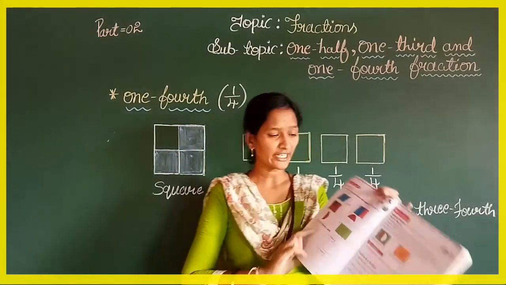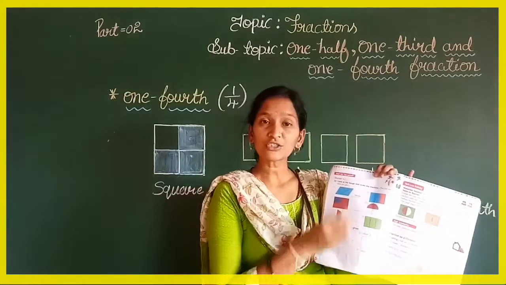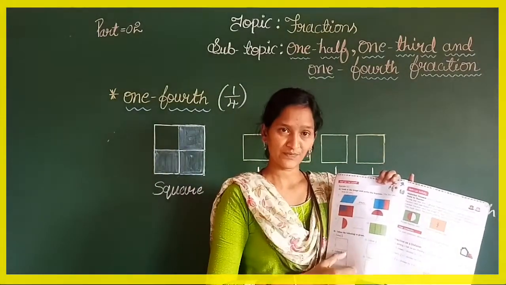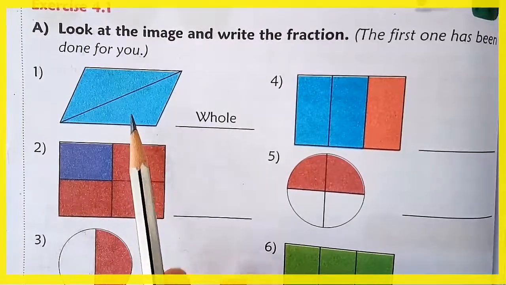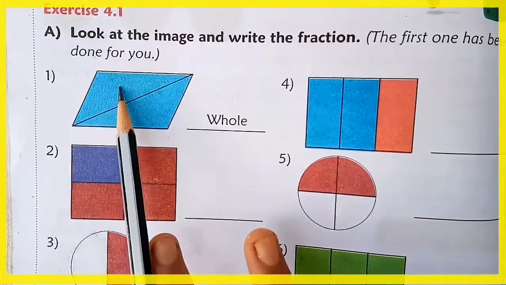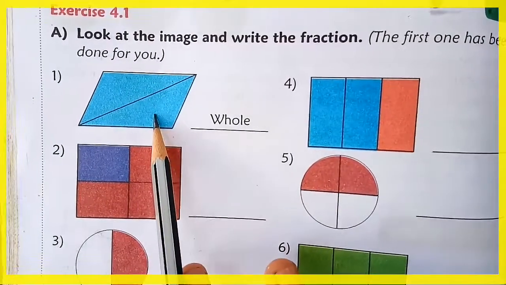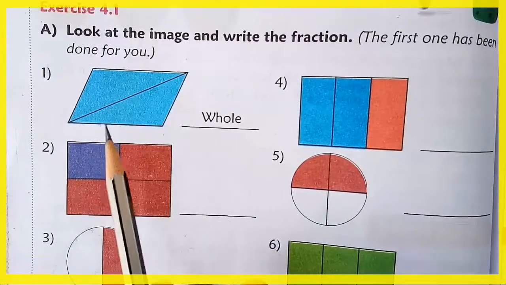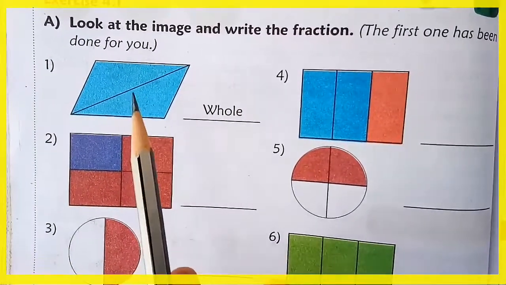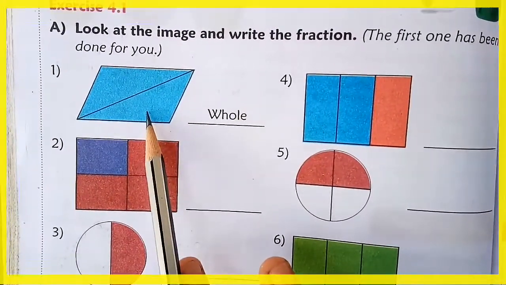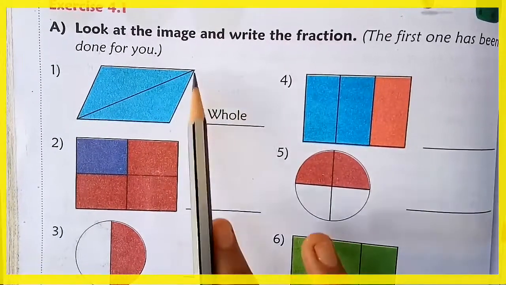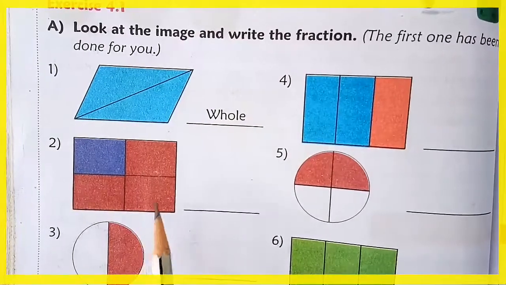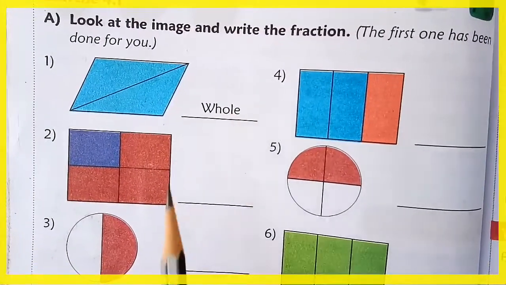So children, here they gave some pictures and also they shaded some parts. You have to write down in fraction. Come to the first picture. Here in this picture they divided equal into two equal parts, right? But they shaded completely. So what fraction does this figure show? It shows complete one whole because they shaded the whole picture here. So they wrote here whole.